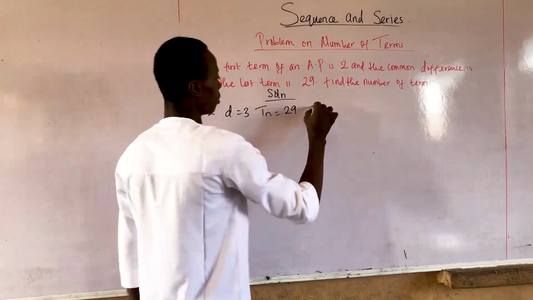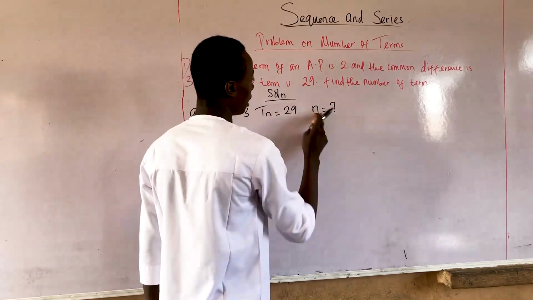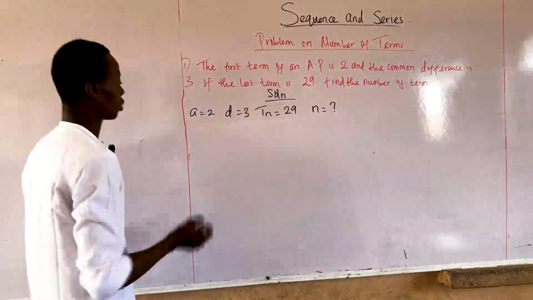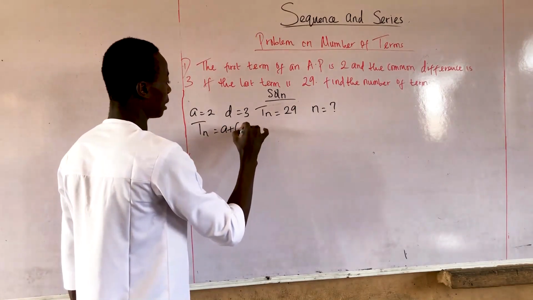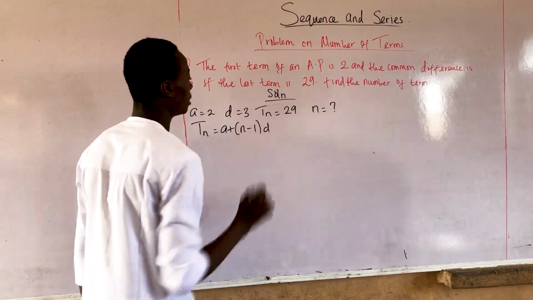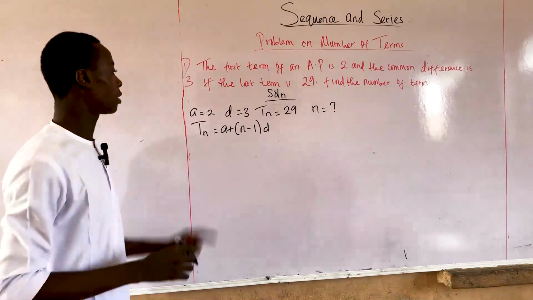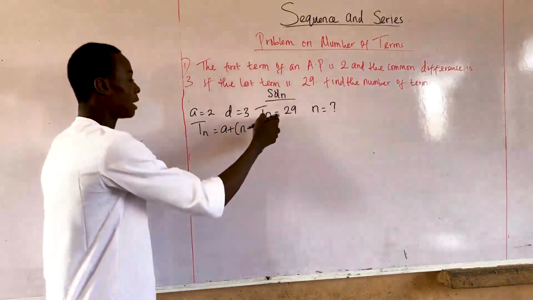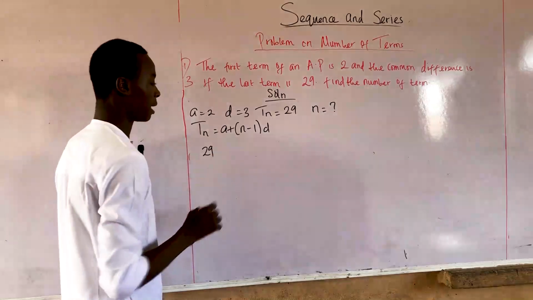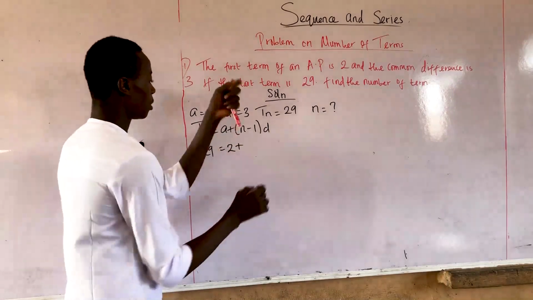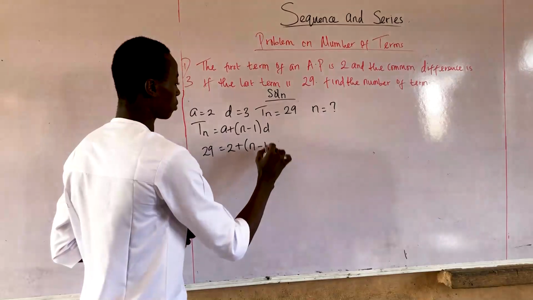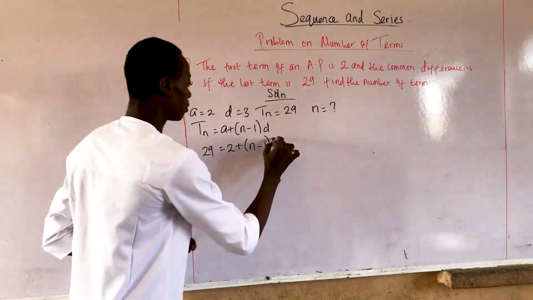Find the number of terms. We are asked to find n, right? So our formula is Tn equals A plus (n minus 1) D. Let us substitute for our variable. Our Tn is 29, equals our A, which is 2, plus (n minus 1). What is our D? 3.